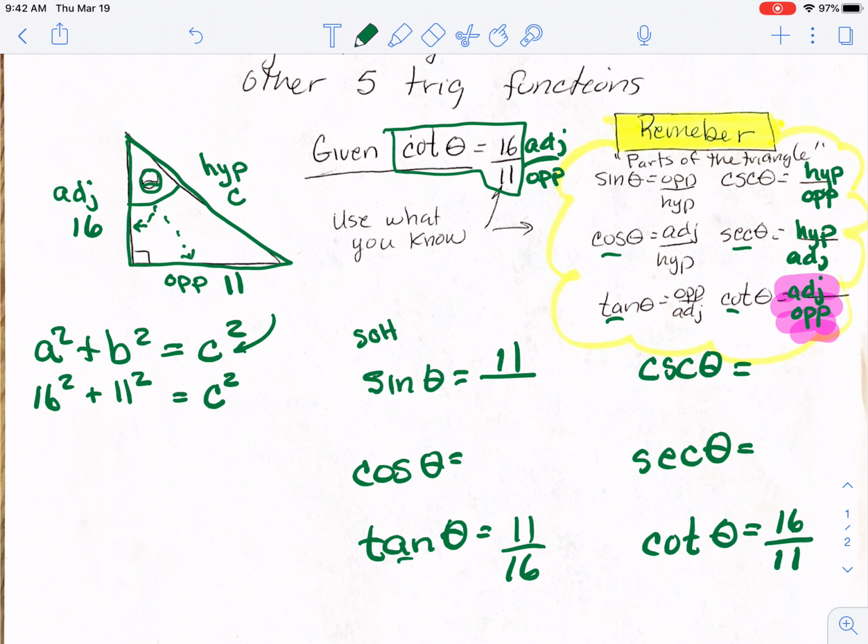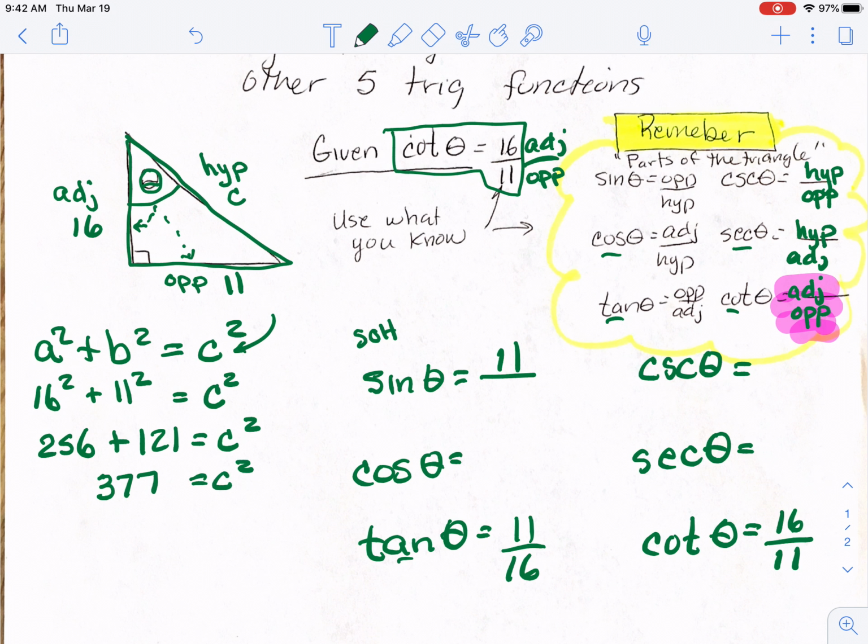Now when I do 16 times 16, I get 256. We have to do our order of operations. Exponents have to happen before this addition. 11 times 11 is 121, and that's going to equal C squared. I'm going to add up the 256 and the 121, and I get 377. That's going to be equal to C squared.